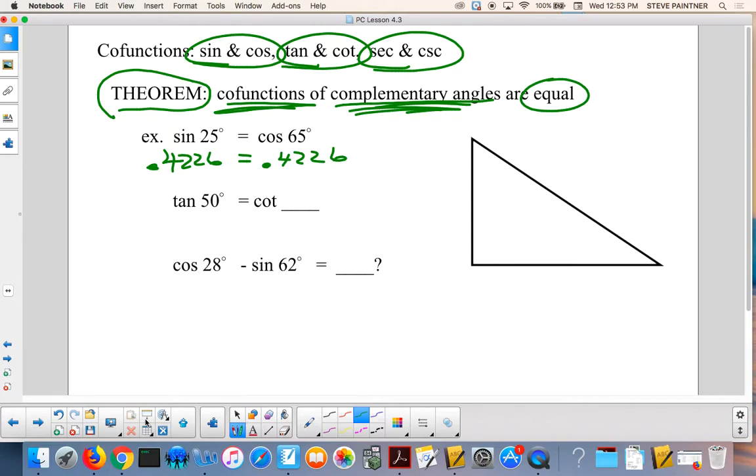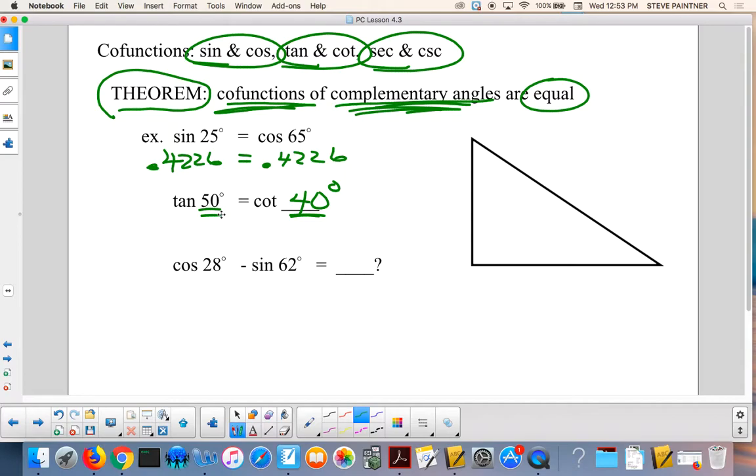Miss Rader, you have them? Yeah, go ahead. When I punch it in my computer, I don't get that. You get different answers? You're in radians. Go to mode, get out of radians, go to degrees. Okay, tangent of 50 should equal cotangent of 40, right? Yes. They have to be complementary. 40 plus 50 makes 90.